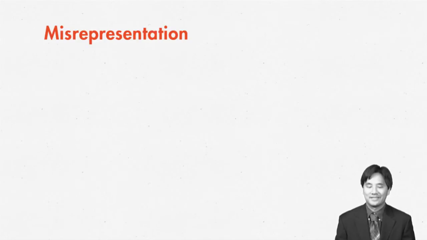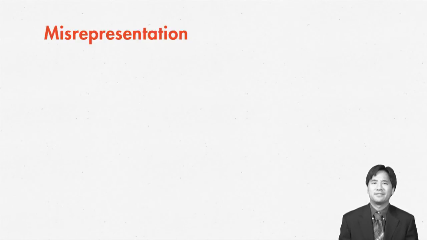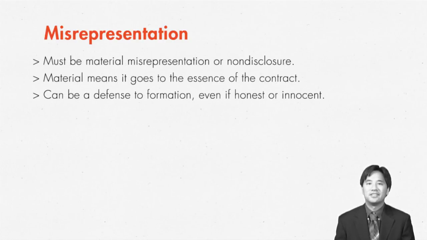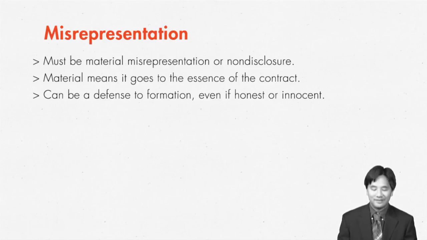First, misrepresentation and fraud. Now, much like mistake, not just any misrepresentation is a barrier to contract. You need a material misrepresentation or non-disclosure, something that goes to the essence of the contract. It can even be a defense to formation, even if the misrepresentation is honest or innocent.